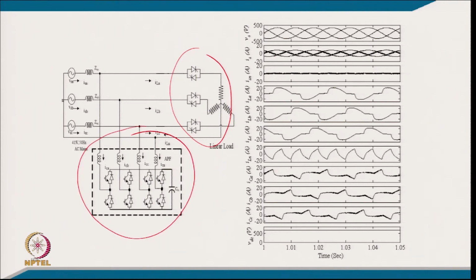After making the model, these are the simulated results: the supply voltage, the supply current, and the neutral current in the supply, which becomes 0, and these are the 3 phase load currents. These are the load neutral current, and the opposite of this is the shunt fourth leg current, and this is the 3 phase current of the shunt active power filter with the DC link voltage of the shunt active filter being regulated.